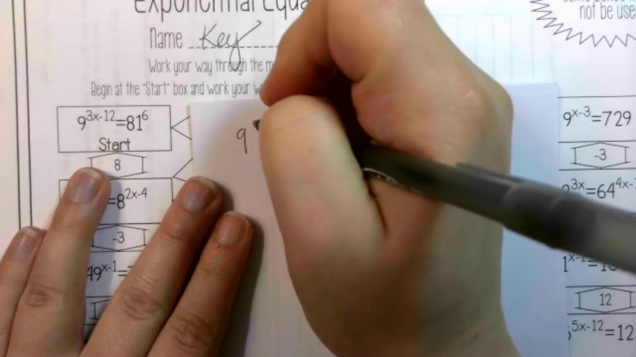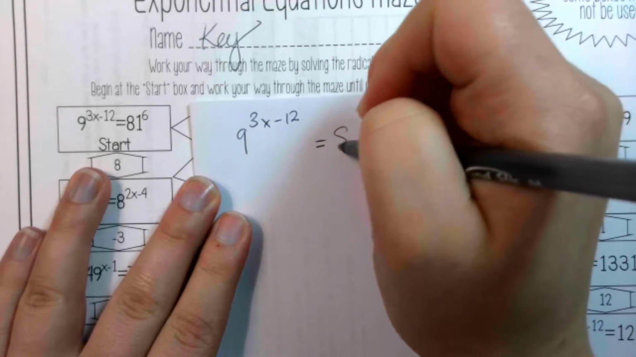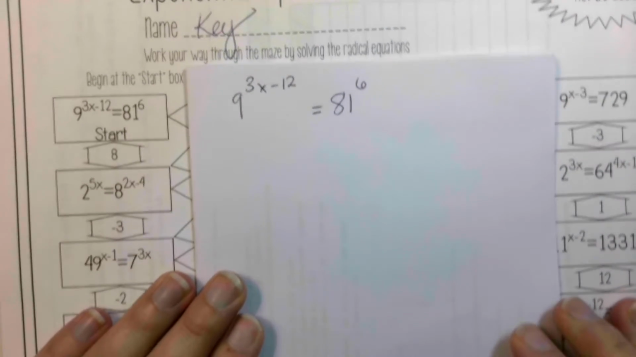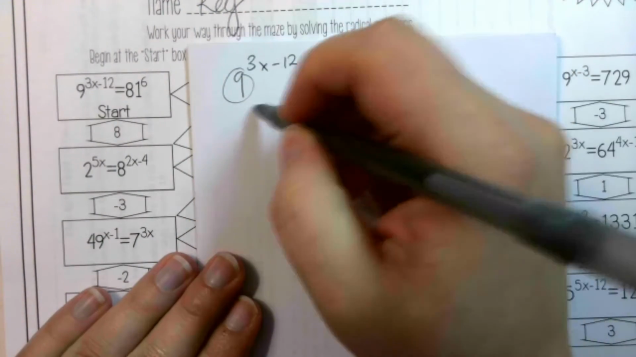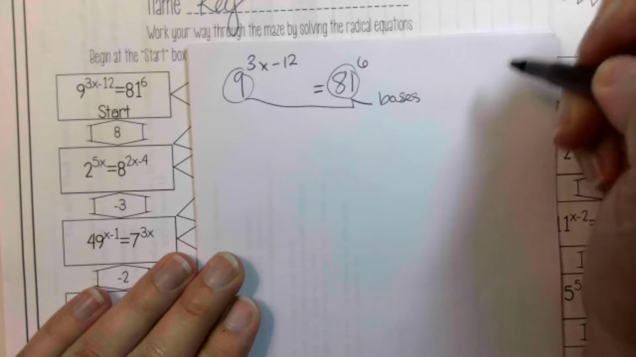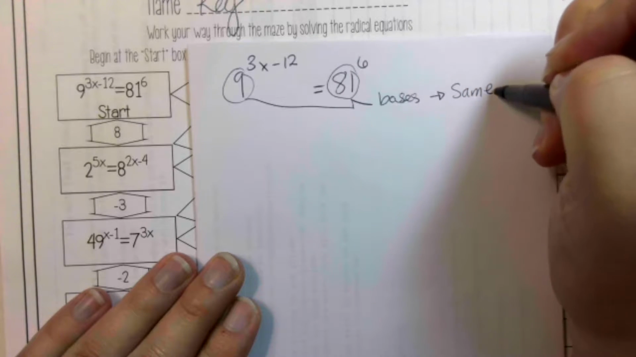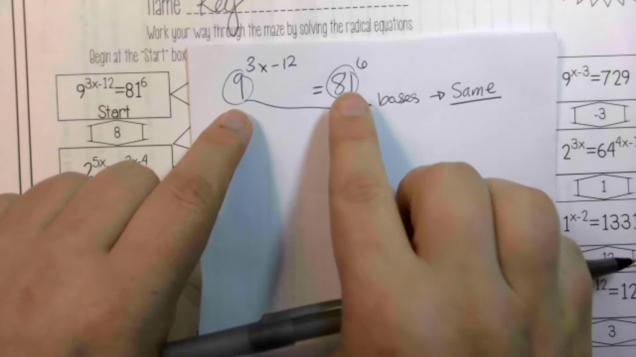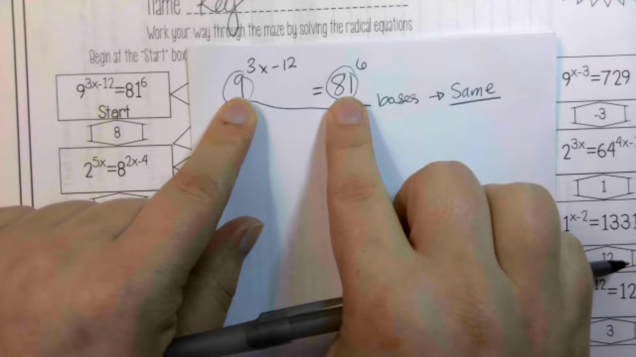I have 9 to the 3x minus 12 equals 81 to the 6th. The first thing we need to do is get the bases. So these are called your bases. We want the bases to be the same number. They have to be the same or we can't look at them. The easiest way for me is to look at the smaller number, 9 and 81. So 9 is the smaller one.